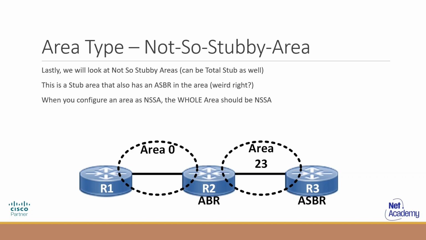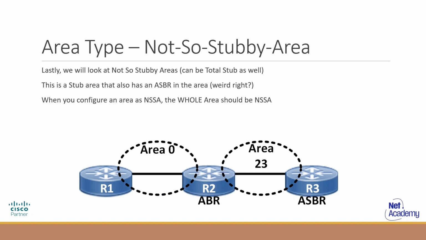So when I have a stub or total stub area and I redistribute external routes, that's called an NSSA or not so stubby area or not so stubby total stubby area, right? Now, you might ask yourself, why would you ever do this? It's a valid question. You should always ask yourself, why would I do this? I would also say you always want to ask yourself, what are the pros and what are the cons of doing something, right? Because every decision you make pretty much comes with a pro and a con.